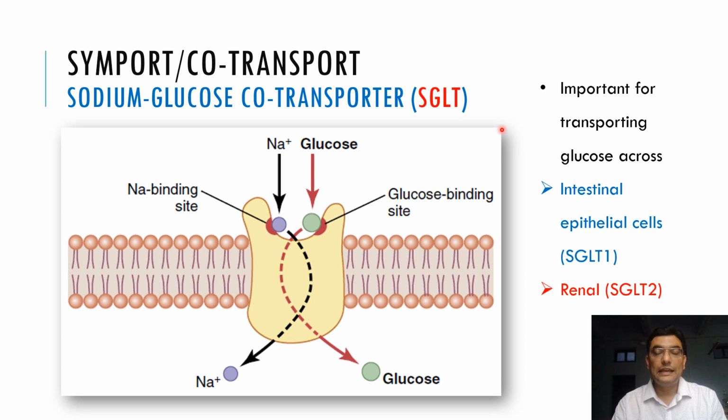Now this SGLT has a very important function of transporting the glucose across intestinal epithelial cells as well as renal cells. In the intestinal epithelial cells, the type of SGLT which is present is SGLT1, and in the renal cells it is SGLT2. Very important. SGLT2 has a very important function of transporting the glucose.